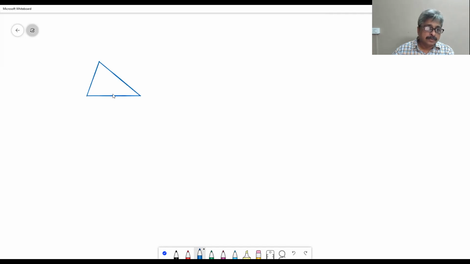Good. L is the midpoint of this. M is the center of the square on AB, and N is the center of the square on AC. Then we are supposed to prove LN is equal and perpendicular to LN. This we have done last lecture. This is the center of the square. Center of the square. Now next question.